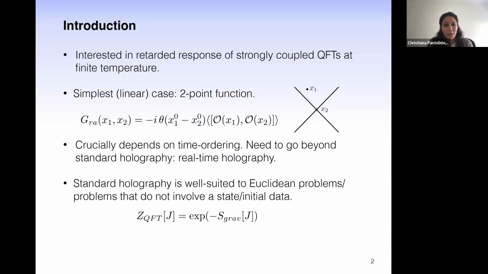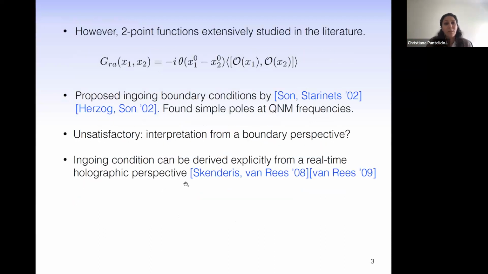Now, you might be a little puzzled by this statement because such two-point functions have been extensively studied in the literature. So how does that compare with what I just told you? It turns out that people have been extremely clever, and they came up with a prescription that not only allows us to compute these retarded two-point functions, but also gives the right result, obviously. And those very clever people were Son and Starinets, and Herzog and Son, in these two papers.